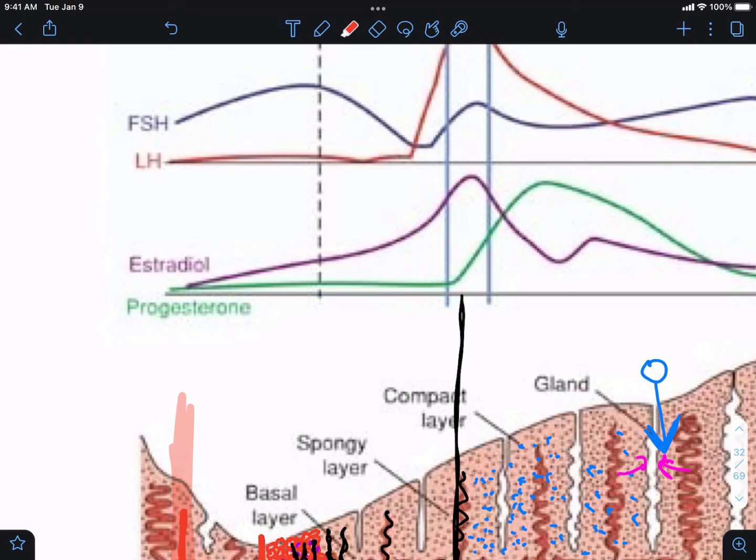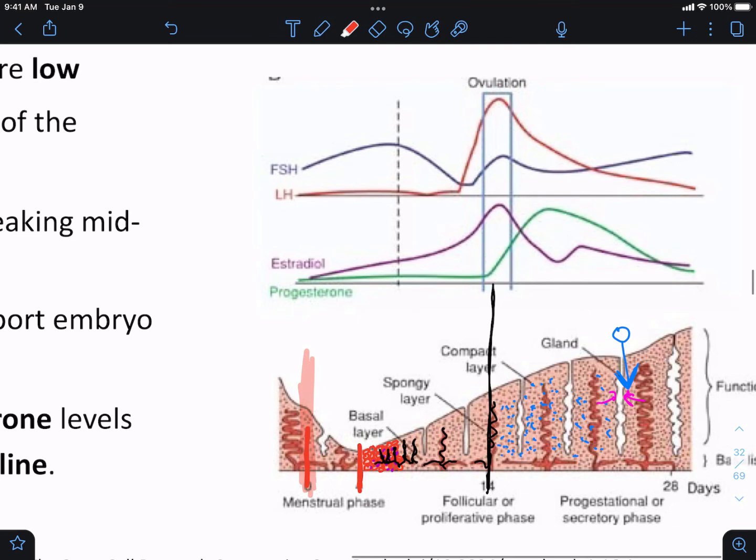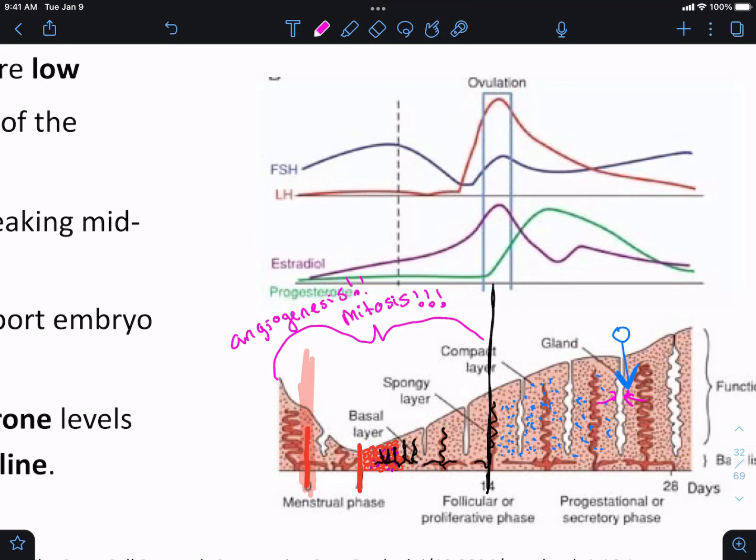Estrogen is responsible for what we know as the proliferation stage, which is going to occur essentially right here. This is my proliferation stage. And so estrogen causes this growth, lots of mitosis. So big exclamation place, lots of mitosis and angiogenesis. Put some exclamation points here. And then it's the progesterone that actually causes this endometrial layer to transition into the secretory phase.